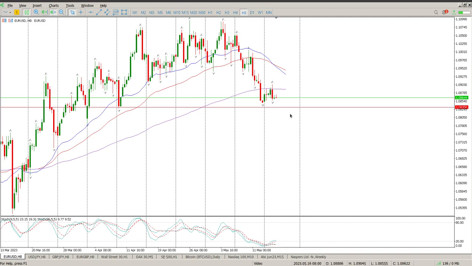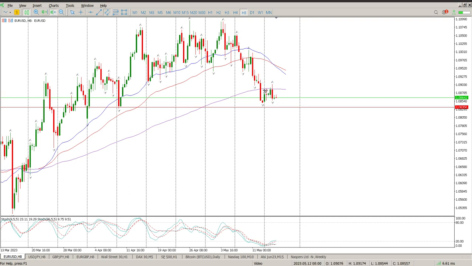So, starting with the Euro USD, we do have a crossover here that has not been confirmed yet, but a crossover, and we're below the 155. I would argue that this is the start of a trend reversal. We've been in the bull trend, and now it looks like we're heading into a downtrend.